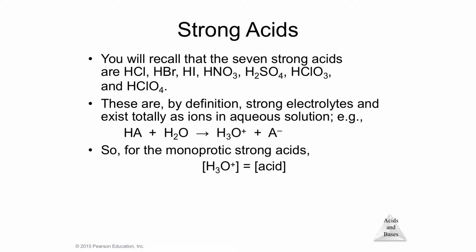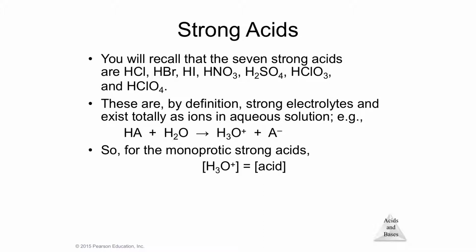Section 16.5, Strong Acids and Bases. Strong acids are the ones that completely dissociate. If you put them in water, they completely break apart into ions. Dissociate means to go into ions. So they break apart into whatever the proton is plus whatever the conjugate base will be.